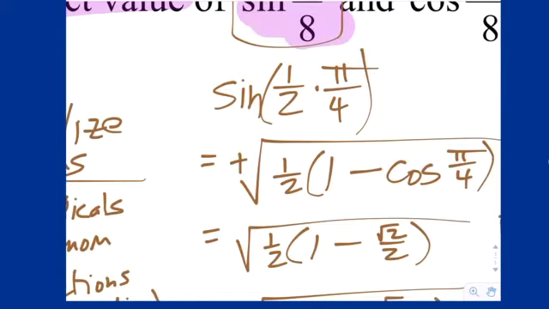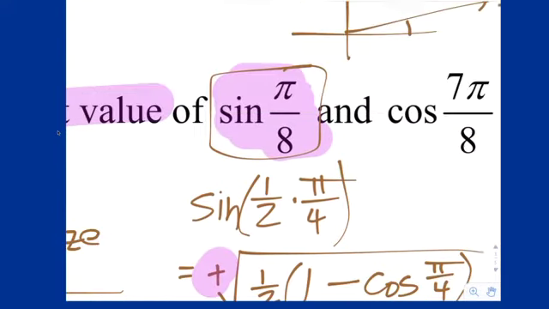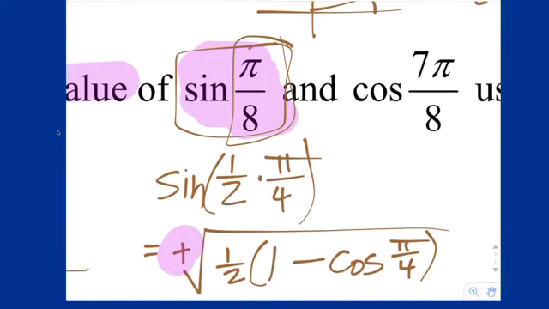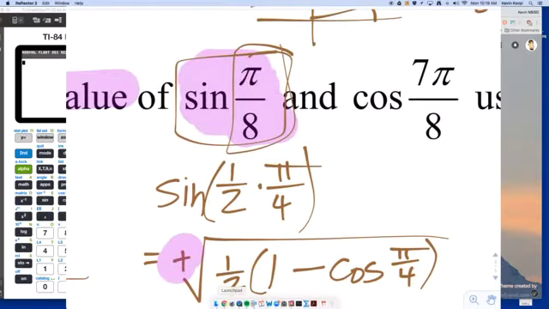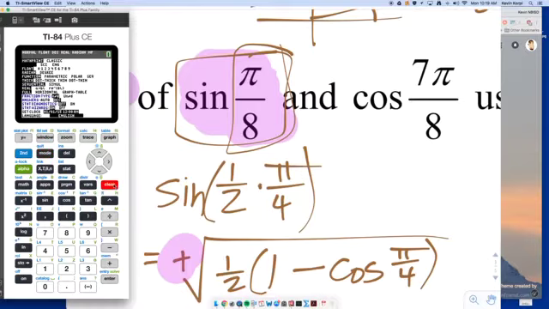Now, why did we choose positive up here to begin with? Pi/8, yeah. It's not where pi/4, the angle that's twice as big, terminates. It's just where the original angle terminates. That's going to determine the sign. So here we go. Let's verify it.